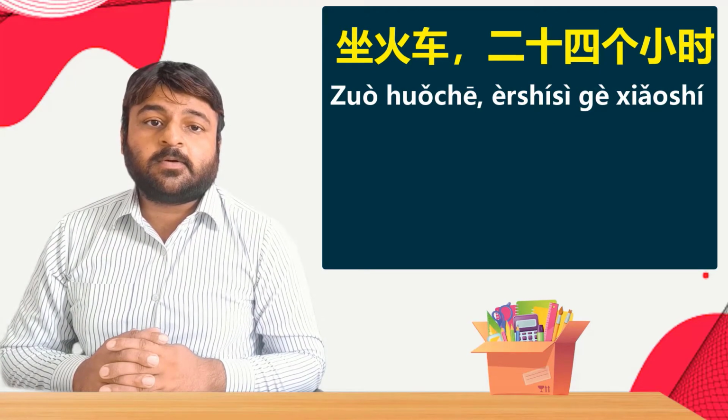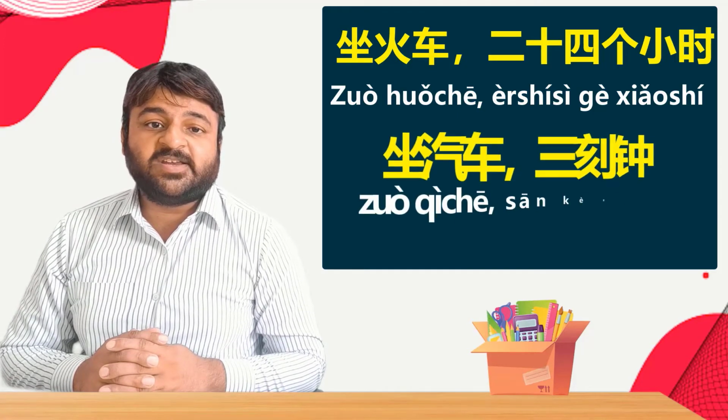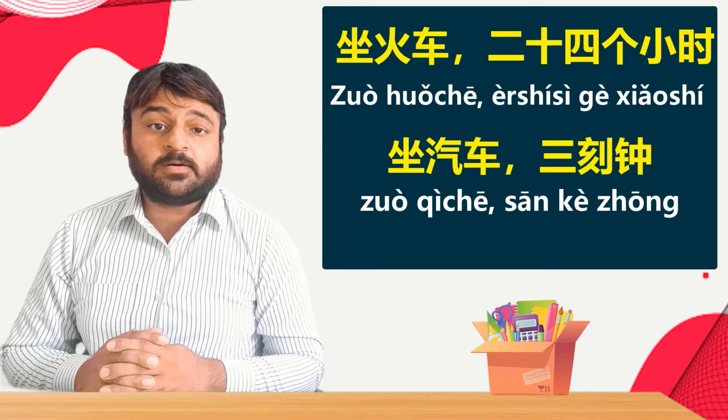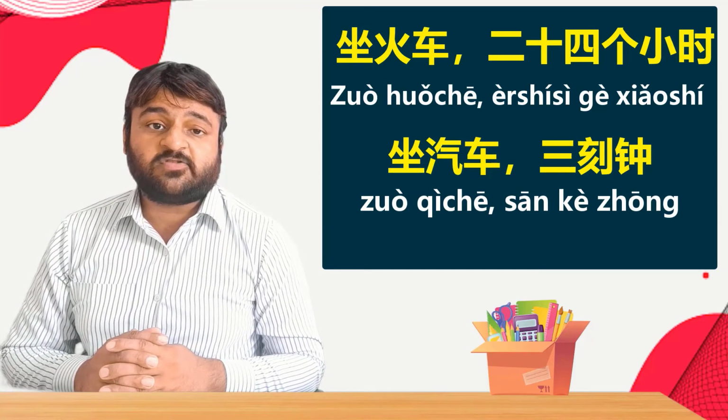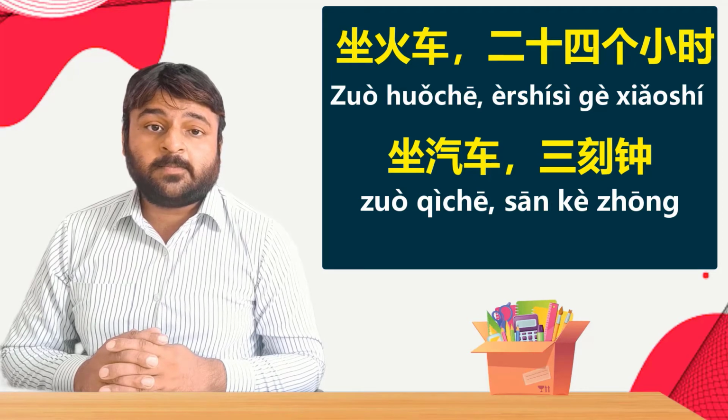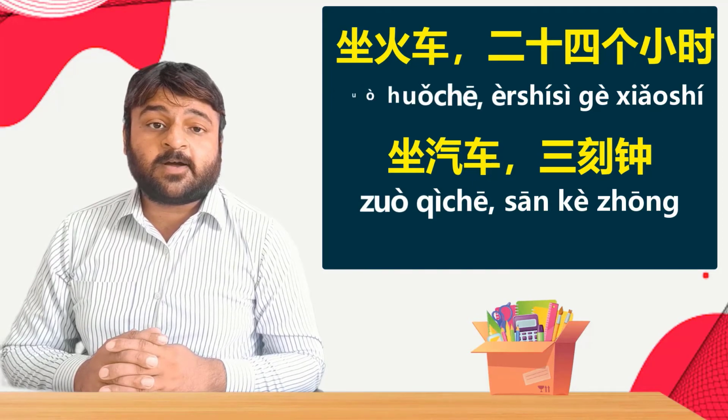24个小时, 24 hours. 3刻 is a quarter. 3 quarters is an hour? 3 quarters of an hour, or 45 minutes. You sat on a car for what time? We sat on a car for 45 minutes.